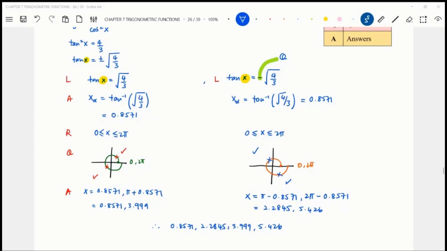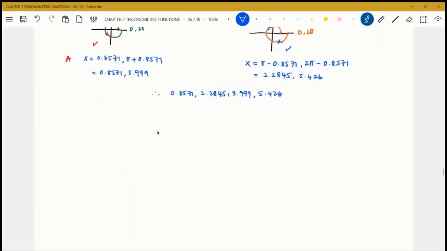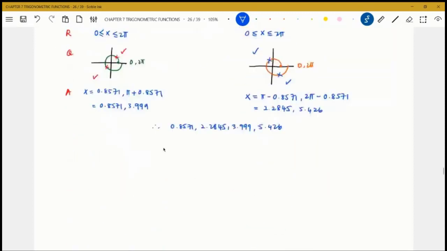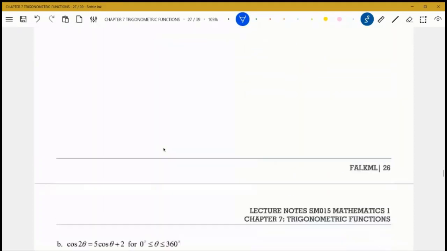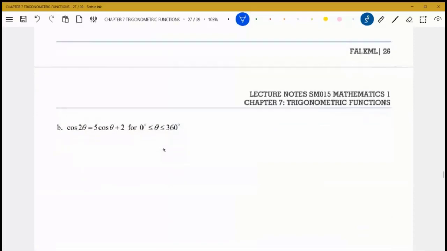Okay, so that one for the 19A. So we can proceed to the next one. And then lagi satu saya akan bagi kamu try dulu. Okay, so part B, where we have it cos 2 theta equal to 5 cos theta plus 2.